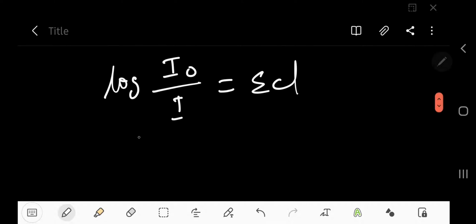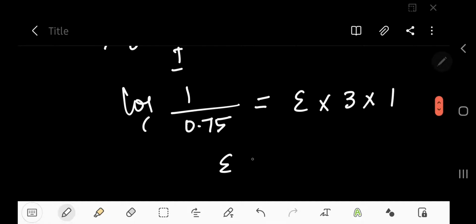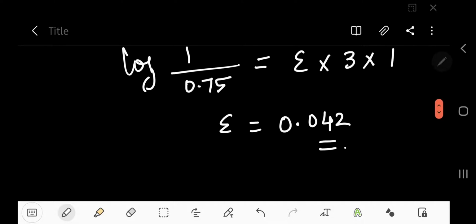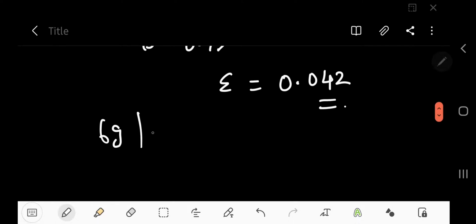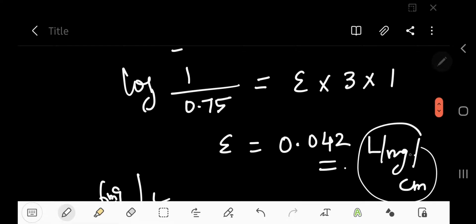So what is I naught? I naught is 1, that is 100%, divided by the transmitted light in the first case, 0.75, because 75% transmitted, is equal to epsilon into concentration, 3 mg per liter, into length of the medium, 1 centimeter. We don't know the epsilon value, so epsilon needs to be calculated. If you simplify all this, you will finally get the value 0.042. This value can be taken, and we need to calculate for 6 mg per liter. The unit will be liter per mg per cm.